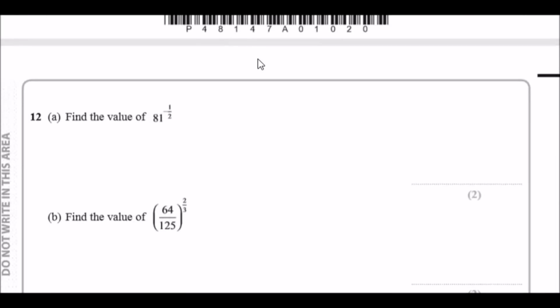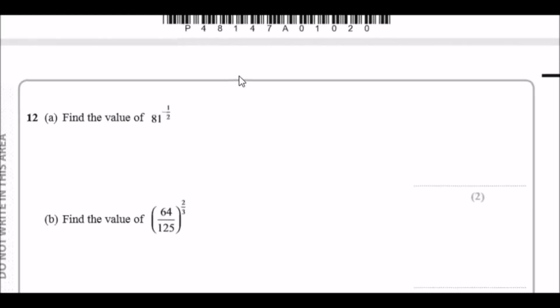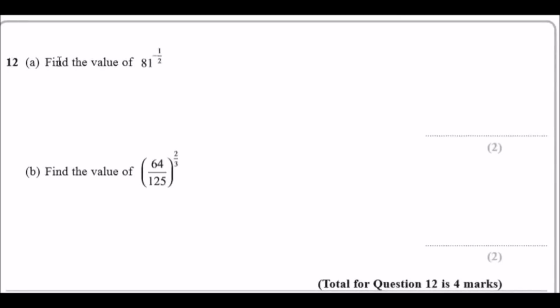Ooh, powers, indices. Yeah, I kind of like this, guys. So number 12, find the value of 81 to the power negative half. All right. So first rule, before you even do powers, when you have a negative power, don't think this is a negative solution, because it's not. It literally means a reciprocal, so it means 1 over the solution. So whatever your answer is, 1 over. So we can quickly say 81 to the negative half is 1 over 81 to the power of half.